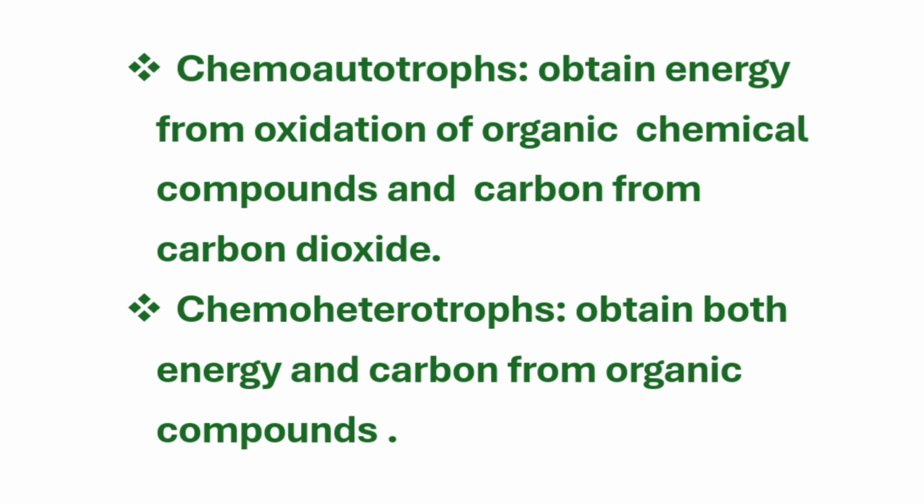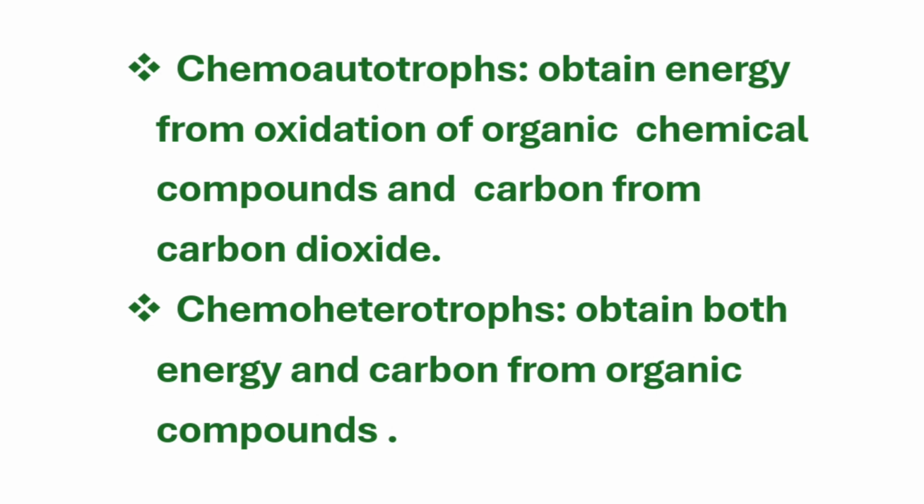Chemoautotrophs obtain energy by oxidizing inorganic compounds such as hydrogen sulfide and ammonia, and use carbon dioxide as their carbon source. Many extremophiles, including those at the hydrothermal vents, are chemoautotrophs.